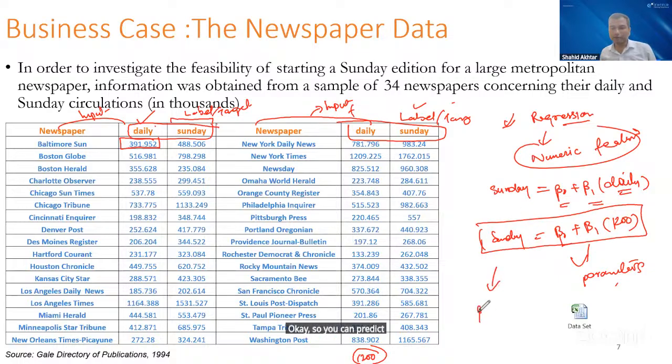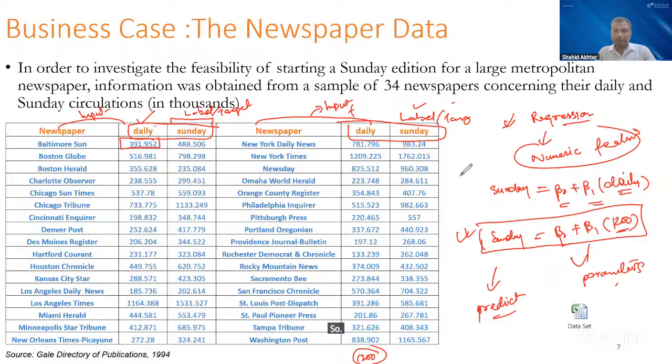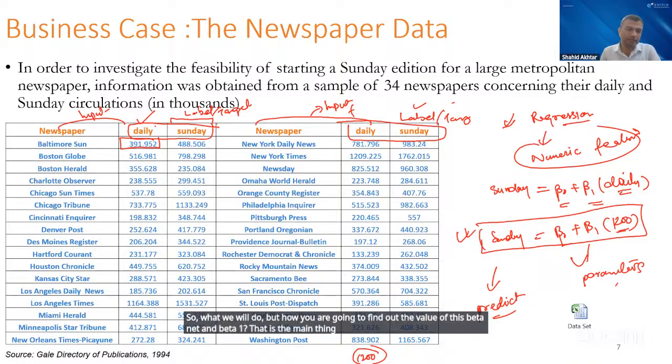You can now predict this Sunday circulation using the daily circulation, for a particular daily circulation, let's say 1200, using this formula, using this model. This is basically your model. But how are you going to find out the value of this beta naught and beta 1? That is the main thing that we have to understand.